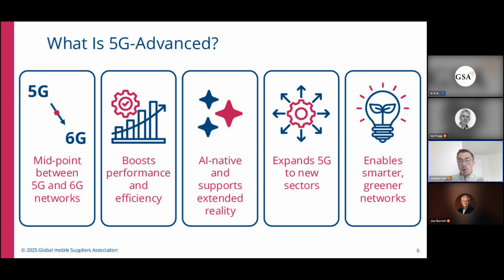This includes being more AI native. Artificial intelligence and machine learning are built into the network architecture to support smarter decision-making, automation, and optimization. It's also XR ready, meaning it supports the growing needs of extended reality, everything from augmented reality apps to industrial-grade virtual training tools.